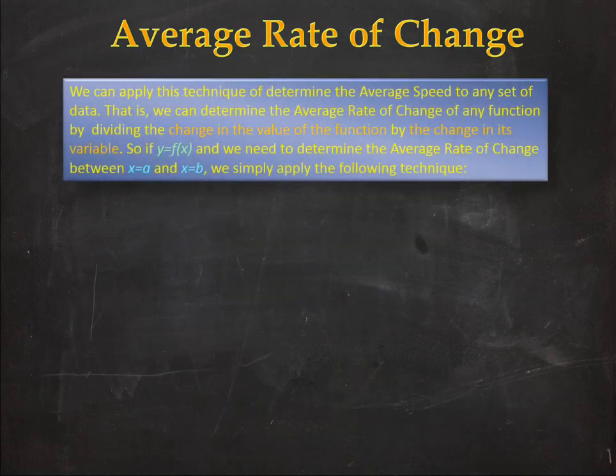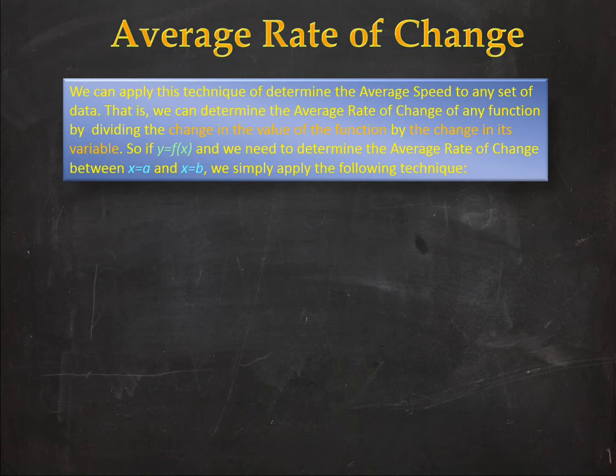Now, I'm going to apply this concept of average speed to any function that we're going to graph. And so rather than call it average speed or average velocity, we're going to call it the average rate of change.